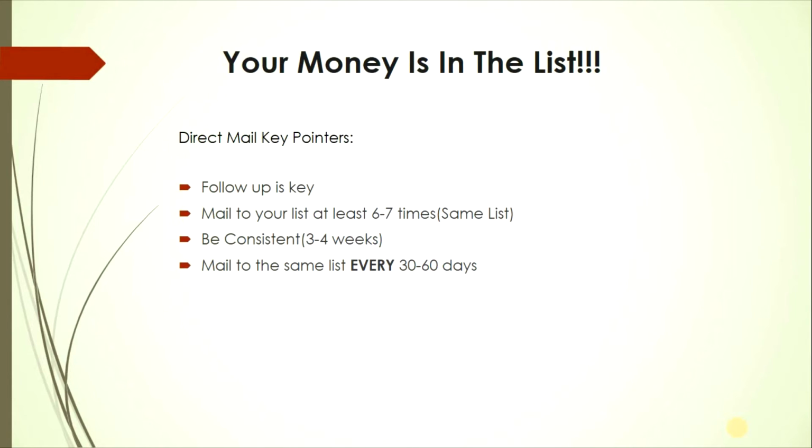Mail to your list at least 6 to 7 times to the same exact list. You don't want to keep switching lists and only mail to each one time. Mail to the same exact list 6 to 7 times and be consistent. Every 3 to 4 weeks, you want to mail again to that same exact list. Mail to the same list every 30 to 60 days.